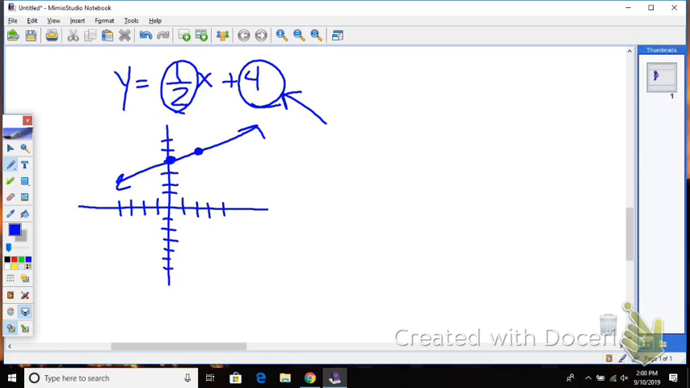Do you guys remember first seeing this in Algebra 1 and everybody freaking out? It's the Algebra 1 thing that everyone seems to go crazy with.